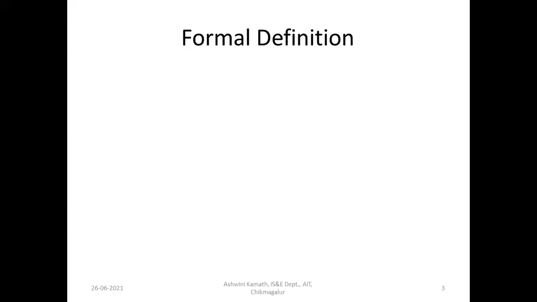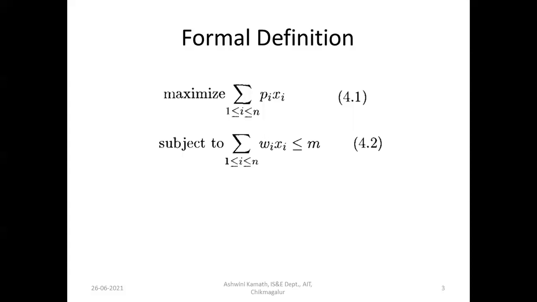So, the formal definition. Maximize summation Pi Xi, where i is greater than or equal to 1 and less than or equal to n. If you can put all the items into the knapsack, you can put them. Otherwise, you have to select the ones which maximize the profit, Pi into Xi, which is subject to, and subject to means here the condition is the weight you choose for the items must be lesser than or equal to M. Summation Wi Xi must be lesser than or equal to M, where i is greater than or equal to 1 and less than or equal to n.